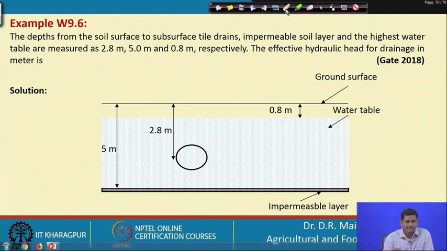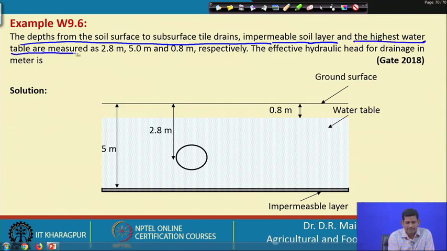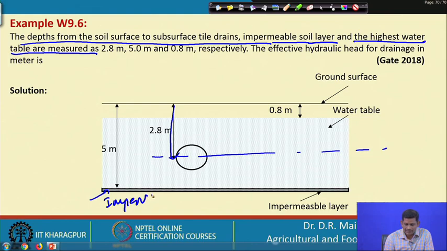So, here is example 6. The depths from the soil surface to subsurface tile drains, impermeable soil layer, and the highest water table are measured, right, 2.8. So, this is the depth to tile drain, right, from the base, and then impermeable surface, this is impermeable, impervious or impermeable surface, and 0.8 is the highest water table. So, we are expecting the water table to be like this. So, this is the highest water table.